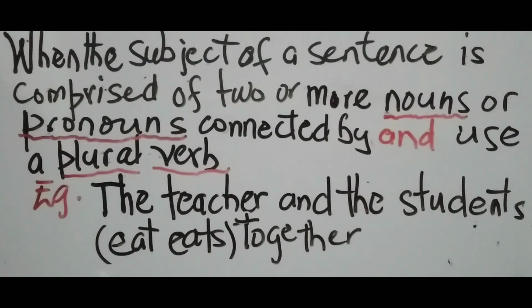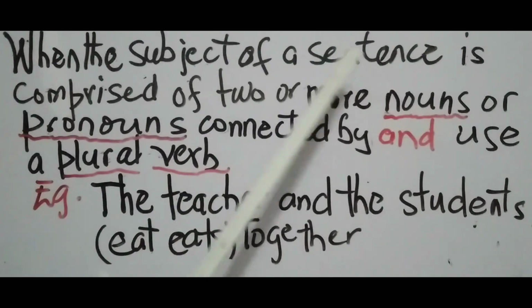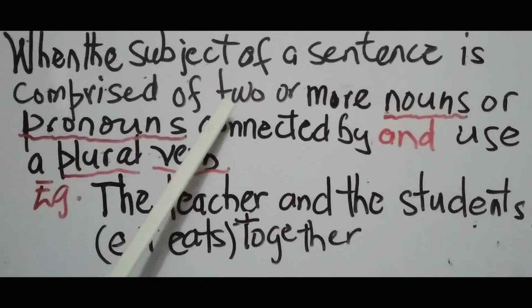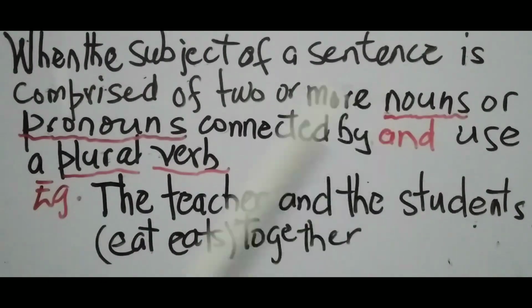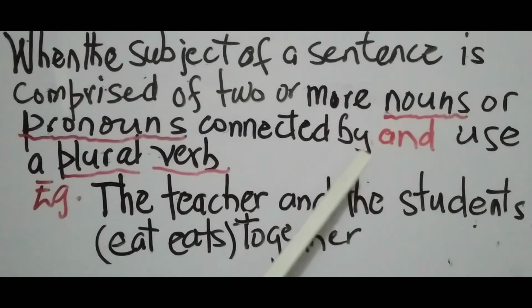All right, so that's just a quick recap. Today we are going to look at some other rules, and let us look at what we have here. When the subject of a sentence is comprised of two or more nouns or pronouns connected by "and," use a plural verb. So here we have an example sentence: "The teacher and the students eats together." What do you think we should have here as a correct verb?